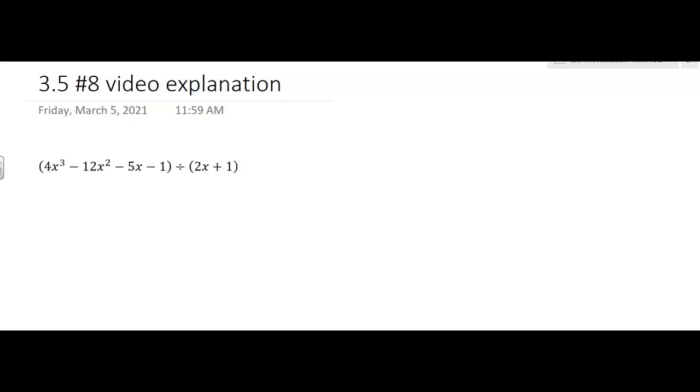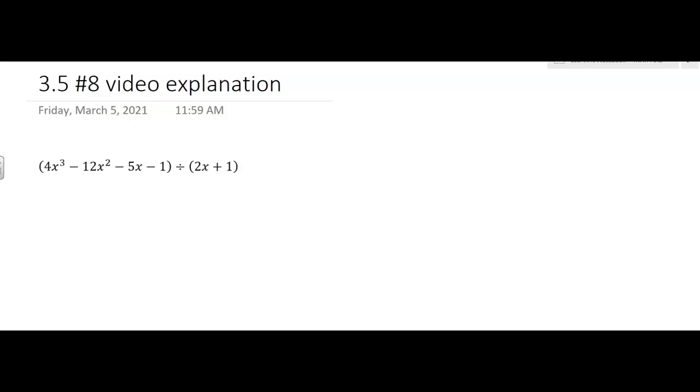Okay, so this is an explanation of a problem in homework 3.5, number 8. I did this one in the study session recording, so it's in there, but I made a mistake. So this is to explain what went wrong and how to do the problem, because I don't think we had any examples like this in the videos or in the textbook.